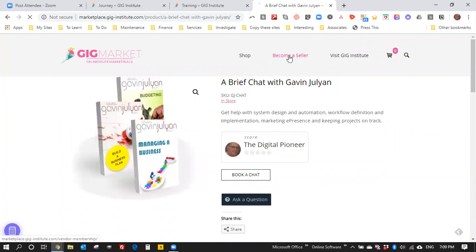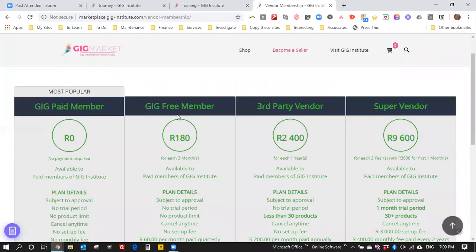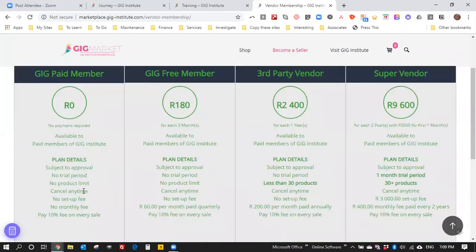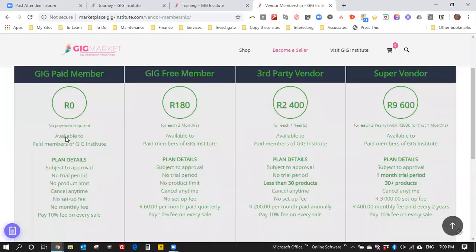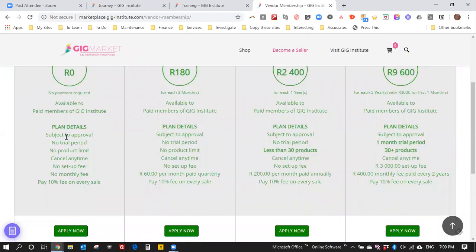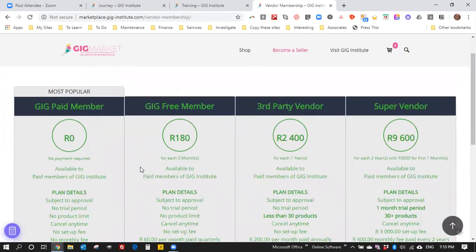Becoming a seller is very easy. By choosing Become a Seller, you have a choice of 4 types of membership. If you're a gig paid member, your membership is free. There's no payment required. There is, however, a percentage of your sales that go to gig itself, and that percentage is 10%. If you're a free member, you pay 180 Rand for 3 months, which is 60 Rand a month, which is the same as being a paid member in gig. So choose to be a paid member in gig or pay for your store for the same price without the benefits of being a paid member in gig.